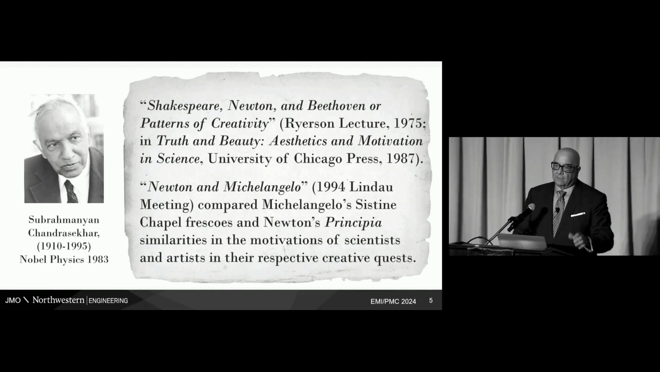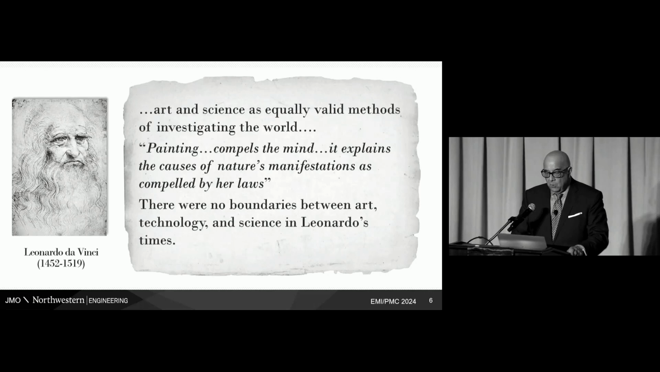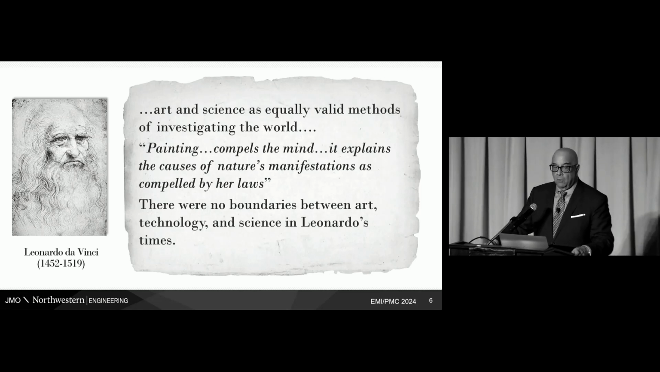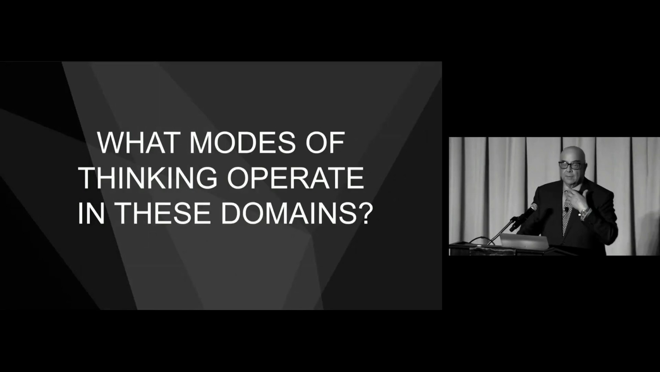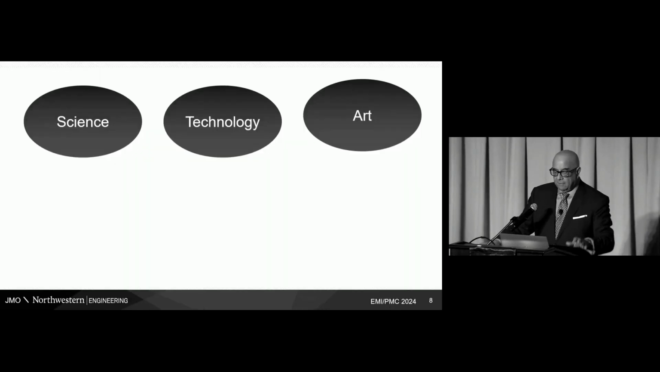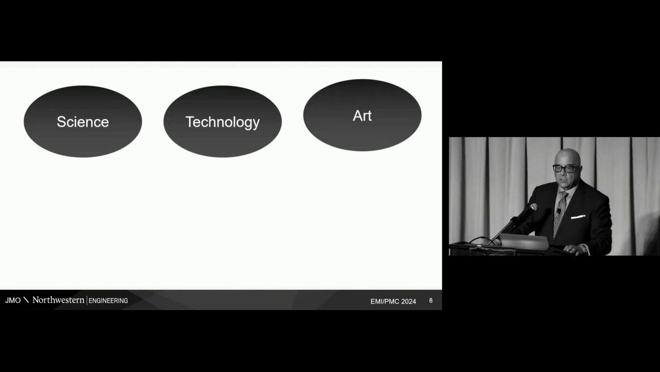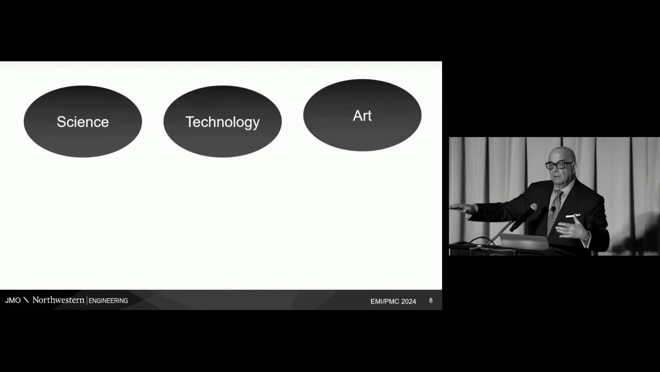And this is by no means new. People like Da Vinci argue that art and science are equally valid modes of investigating the world. And he put painting as one mode of inquiry. So I'll start quickly with what kind of thinking modes operate in this domain. So if you have science, kind of more analytical, rational, logical, left brain sort of thing. Technology and art more metaphorical, creative, divergent.